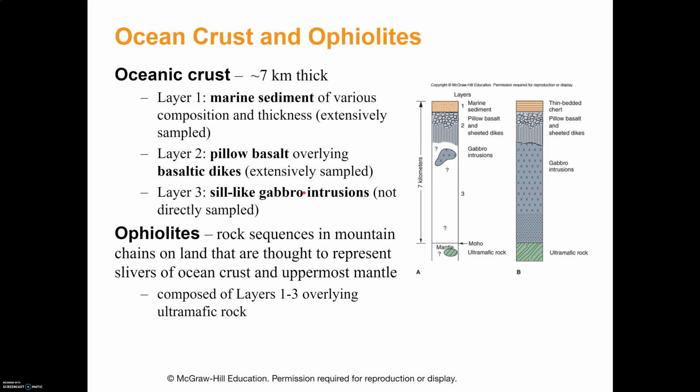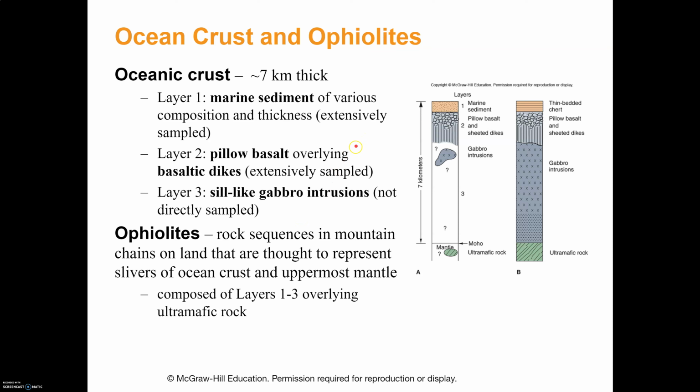Oceanic crust is about 7 kilometers thick. And you can kind of see the different layers that form. Pillow basalts are these kind of rounded basalts. When you see a pillow basalt, you know that it formed underwater.